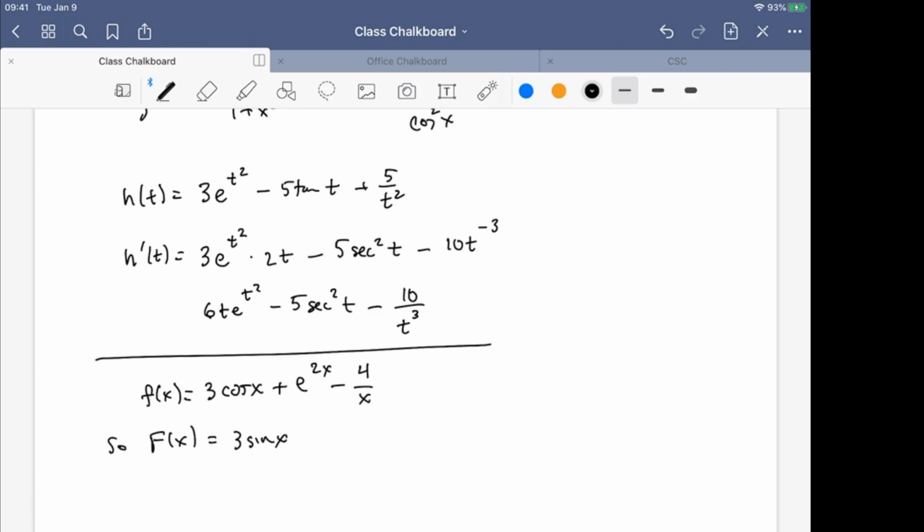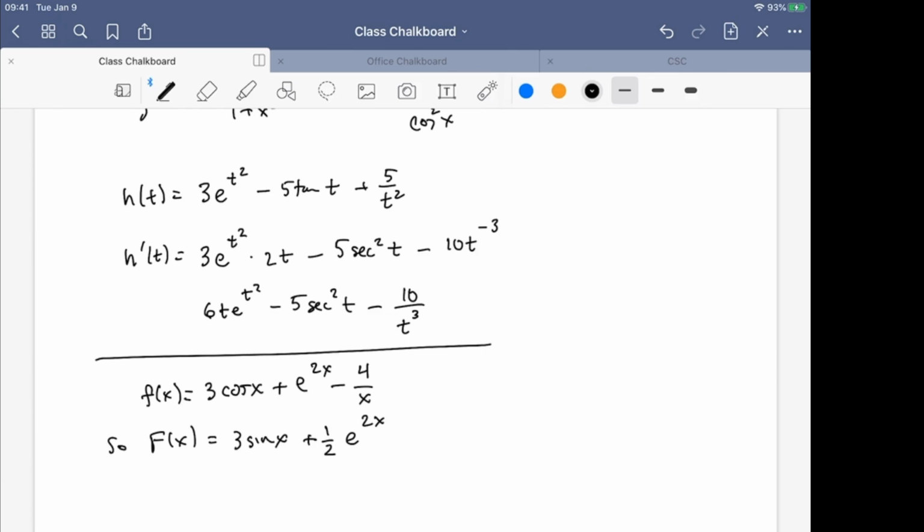So what's the antiderivative of e to the x? E to the x, right? What's the antiderivative of e to the 2x? That'd be the derivative. Okay, so what's the derivative of e to the 2x? Exactly. Okay, so the antiderivative is going to be this.